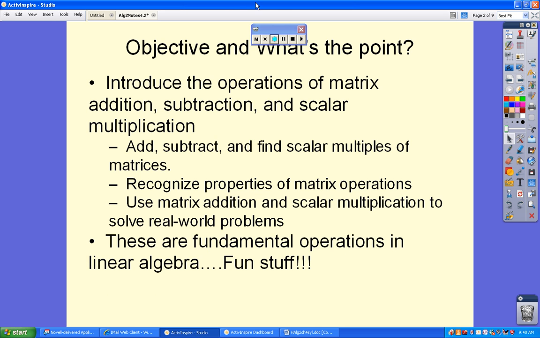Okay. Objective and what's the point? We are going to introduce the operations of matrix addition, subtraction, and scalar multiplication. This is fun stuff. Pretty easy. Kids usually like this a lot and barely ever make mistakes on it. I don't want to jinx you, but I think that's what's going to happen. These are the fundamental operations in linear algebra, which I told you yesterday is a college course that a lot of people are required to take in a lot of math careers, and it is fun stuff.